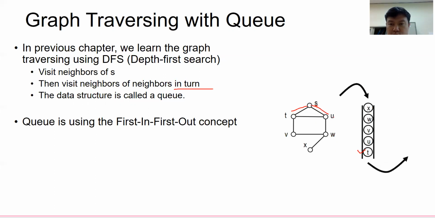We want to visit U, and then we put U. So T will be removed, and then we will visit U. And then we visit V, and then we visit W, and we visit X. So every node has neighbors, and we select based on the first in, first out concept. Those kinds of things can be used with graph traversing approaches.